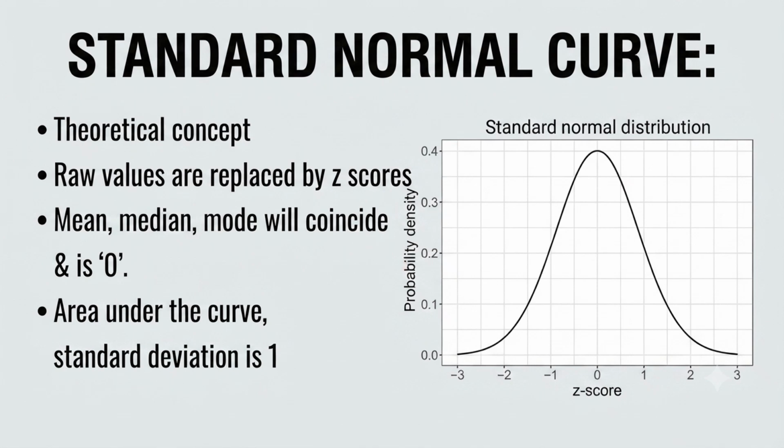And one more thing is a small concept known as the standard normal curve. So the standard normal curve is just a theoretical concept. So here the raw values are replaced by z-scores. So in the previous normal distribution curve, what we have seen, the mean, median, mode will coincide, and left side and right side values will distribute. If it is weight in the previous example, the mean weight will be in the middle. On the x-axis, observations will be there. If it is weight, 10 kgs, 20 kgs, 30 kgs, 40 kgs, like that it will extend. But those raw values here are replaced by z-scores.